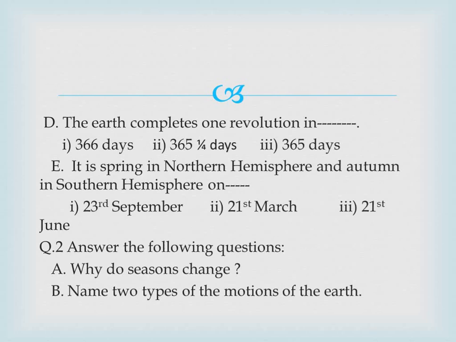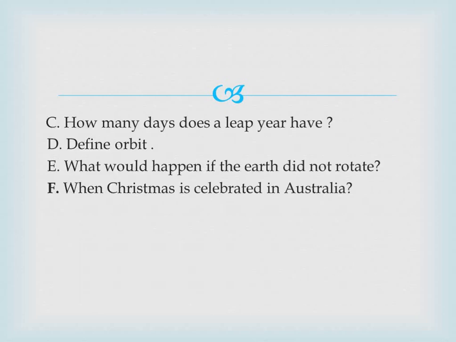Next is, answer the following questions. Why do seasons change? What is the reason? Name two types of motions of the Earth. Third, how many days does a leap year have? Define orbit. What would happen if the Earth did not rotate? When is Christmas celebrated in Australia? So you will attempt these questions.